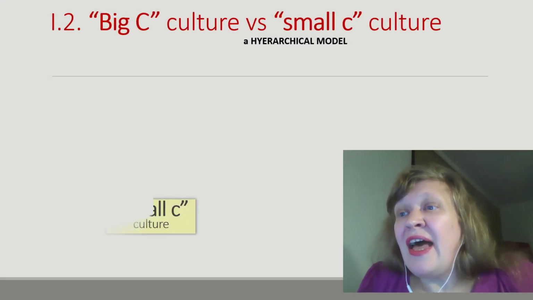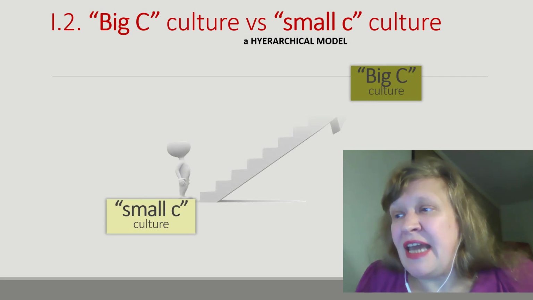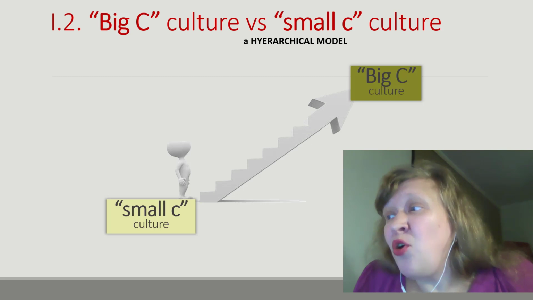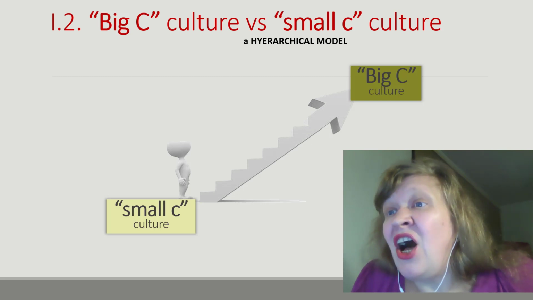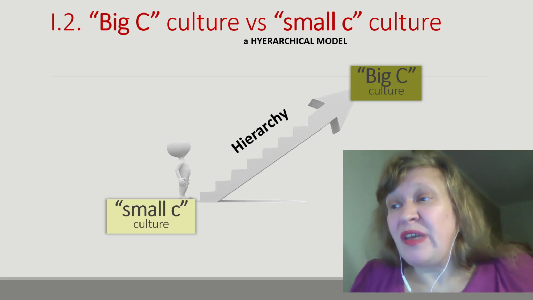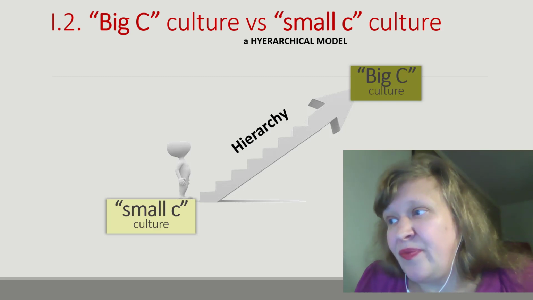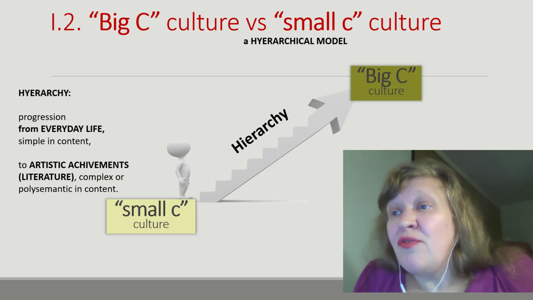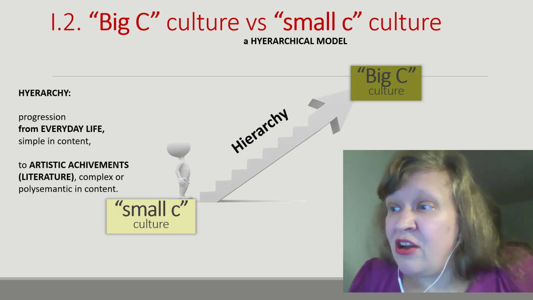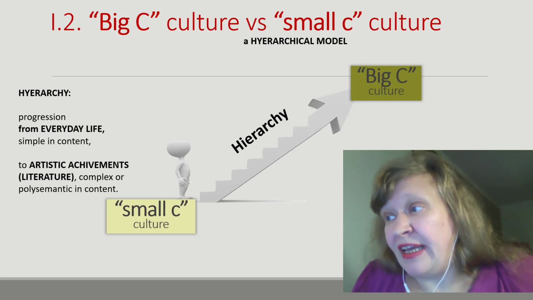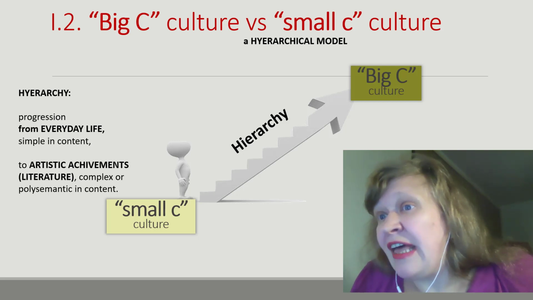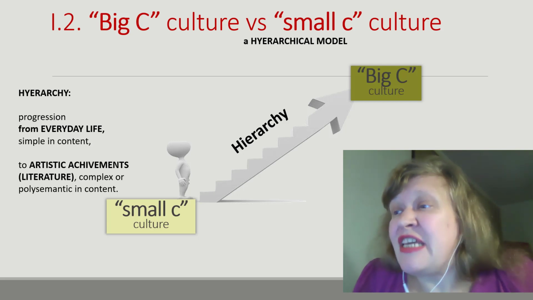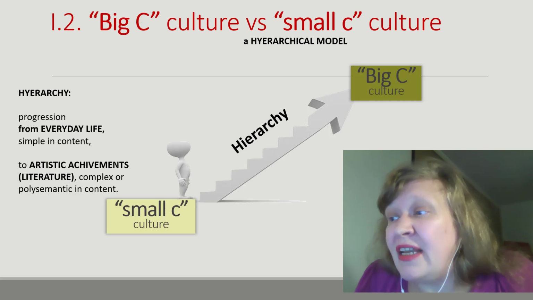Moreover, the elements belonging to big C and small c cultures are unequal. The typology involves a hierarchical relationship between big C culture and small c culture. It is based on the idea of a progression from everyday life, small c culture, which is seen as simple in content, to literature and other artistic achievements, big C culture, which is seen as complex or polysemantic in content.